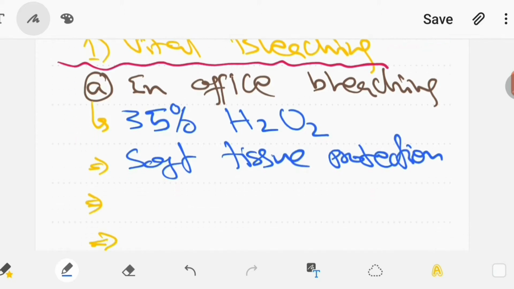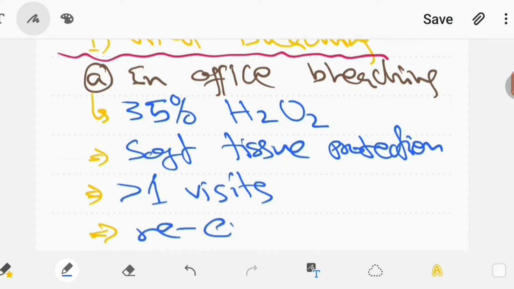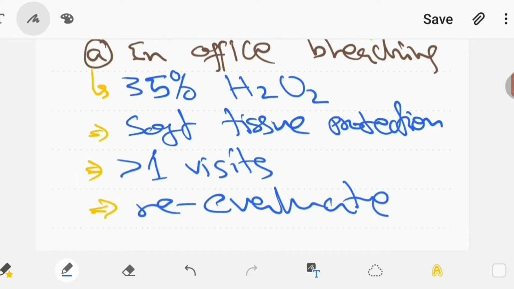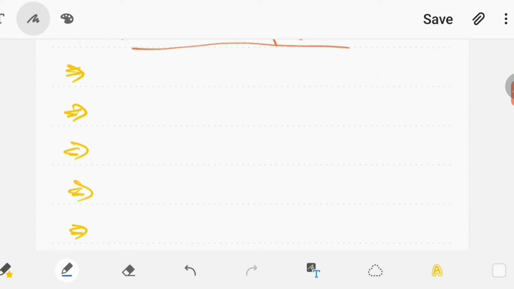In-office bleaching technique may require more than one visit. It is important to re-evaluate the effect of in-office bleaching using rubber dam after 1 to 2 weeks to allow rehydration of the teeth to a stable shade. So the technique for in-office bleaching is divided into the following steps that we have to take.